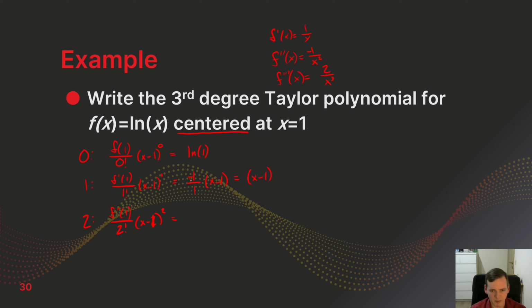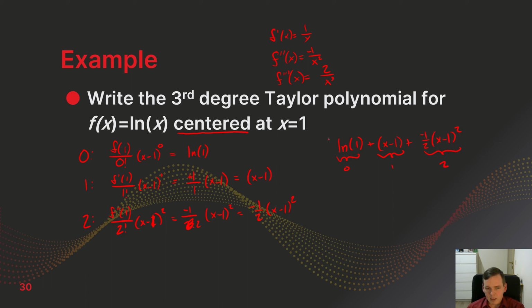Yeah, plus 1. That was my bad. This will be negative 1 over 2 factorial, which is just 2. So I'll write that, times x minus 1 squared. So that will give us negative 1/2 x minus 1 squared. So these are our first three terms. We basically have ln of 1 plus x minus 1 plus negative 1/2 x minus 1 squared. So again, our 0th term, our first term, and our second term.